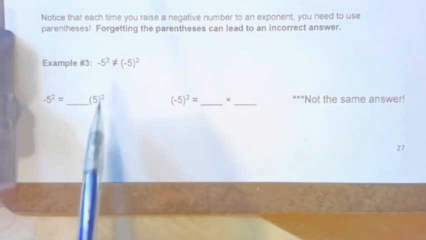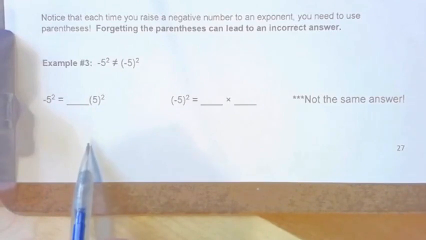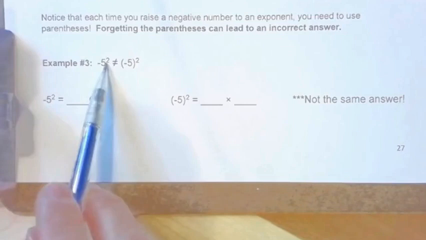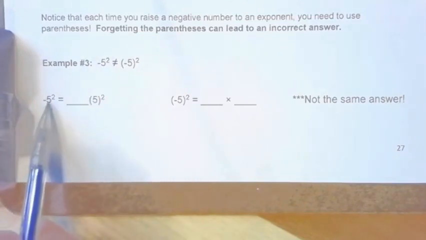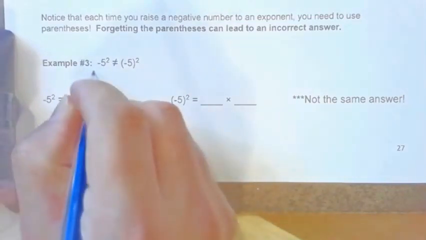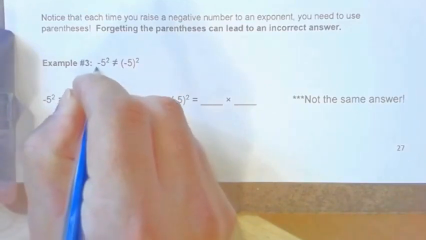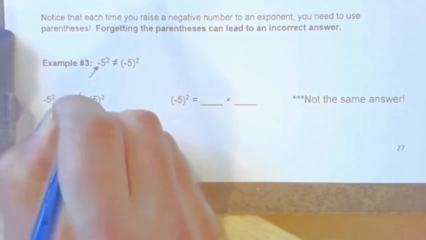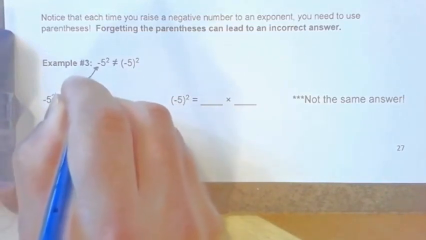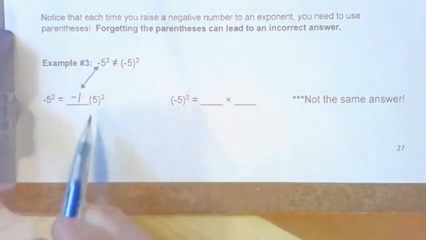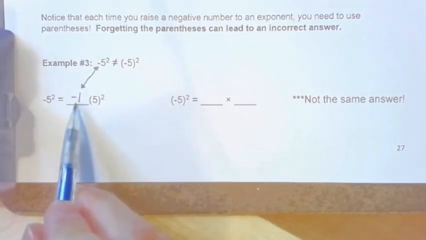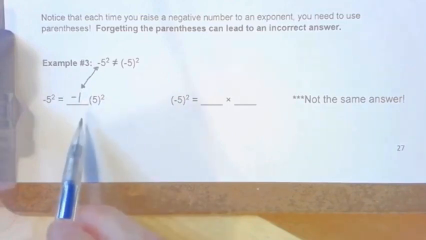Let's take a look at what each one of these means to show that they are not the same. If you have -5 being raised to the second power and that -5 is not in parentheses, it's important to remember that this negative symbol right here is really the number -1, and that -1 is multiplying 5 to the second power. So this means to do -1 times 5 squared.